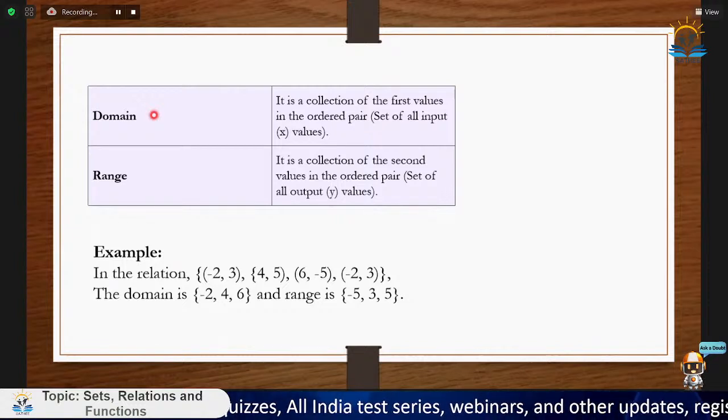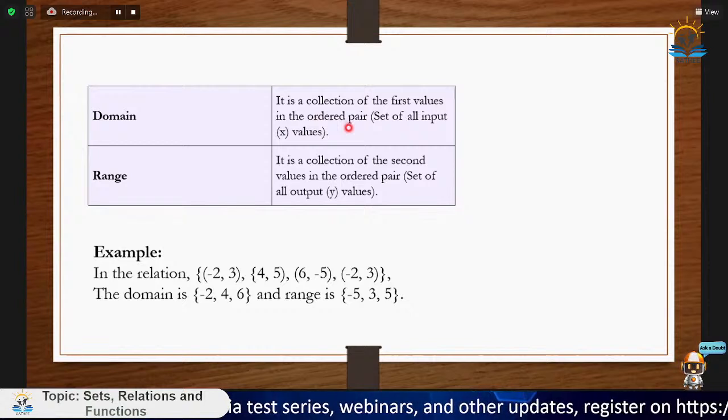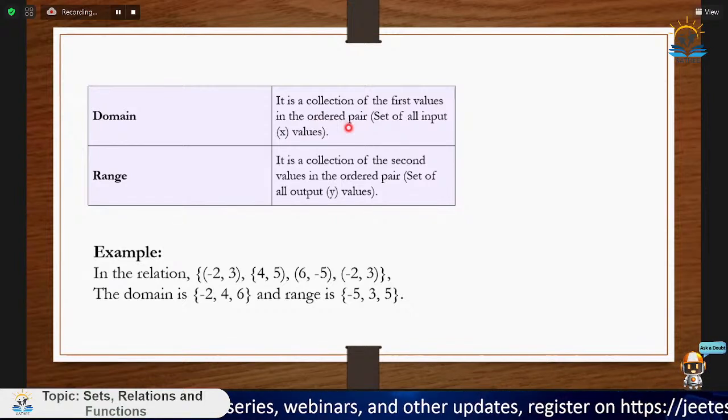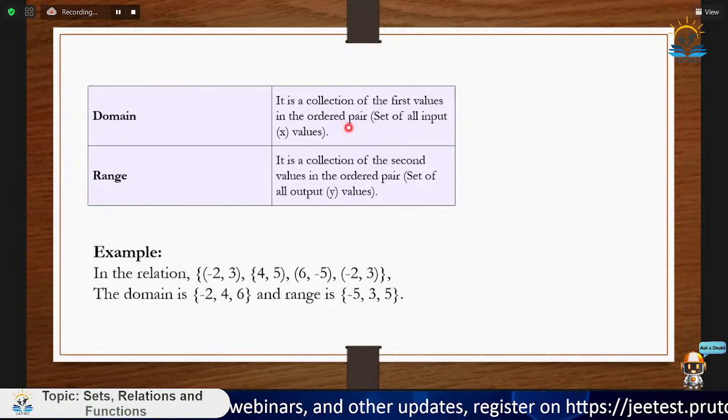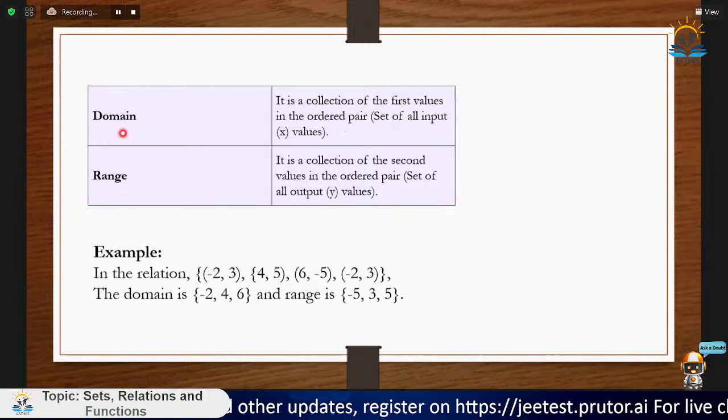So what is basically domain? Domain is basically the collection of the first value in the ordered pair. Matlab, you have defined the ordered pair in which the first was input and the second was output. So the collection of all those inputs is nothing but the domain.